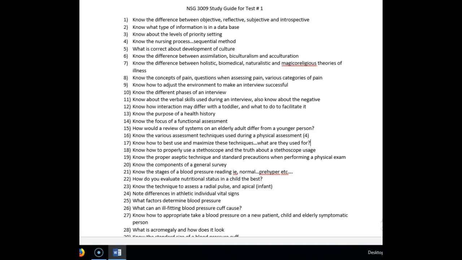Know the concepts of pain, questions when assessing pain, and various categories as well of pain. Okay, so for pain, you want to look at chapter 10. So you want to look at chapter 10 when you're discussing pain.